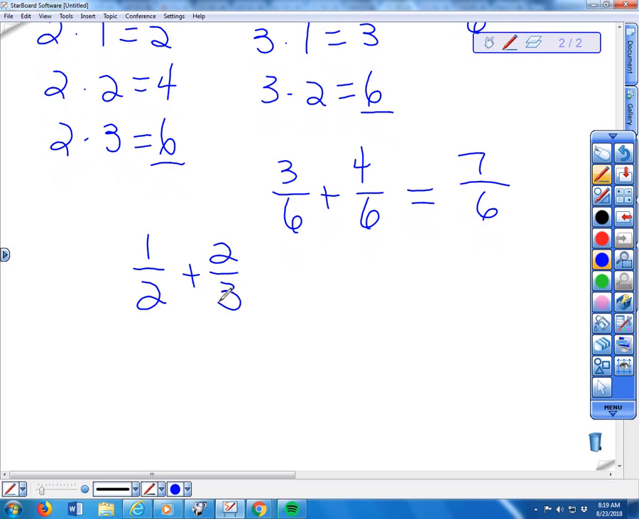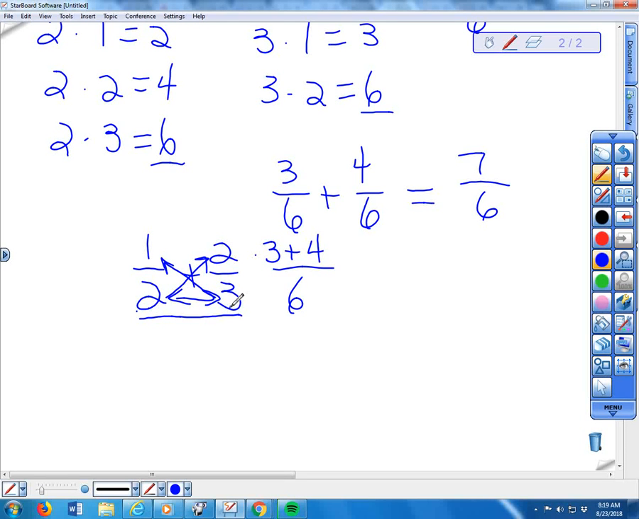First thing you do is you multiply these together. Then you multiply crisscross. Three times 1 is 3. 2 times 2 is 4. And then you just get 7/6. Okay? It works. This method works when your common denominator is a different number than what's already there. 6, right? We don't have 6 there.